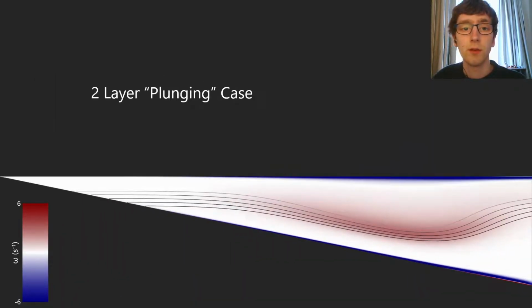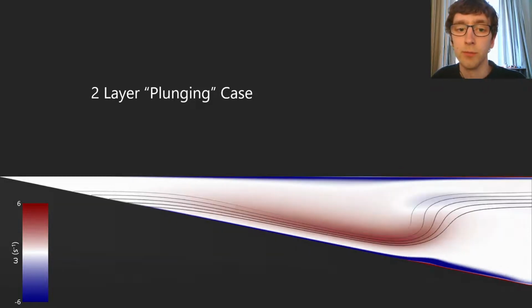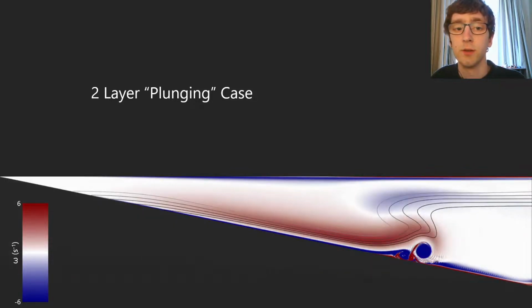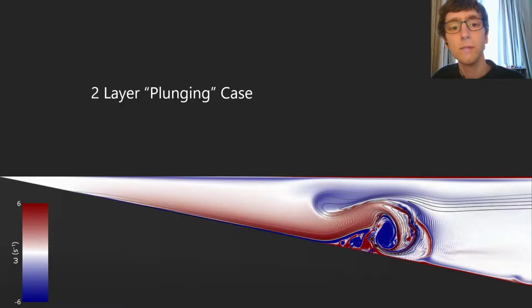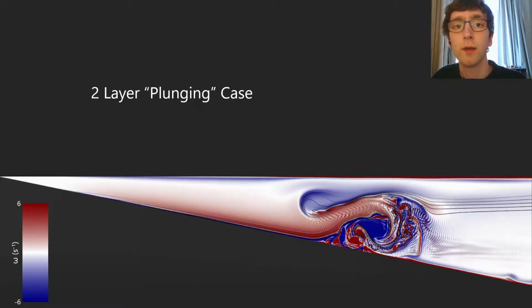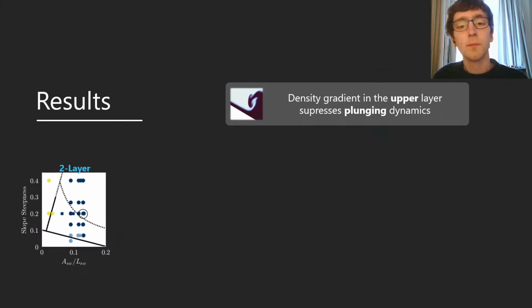So, looking at a wave with the same wave steepness and over the same slope as we had in the three-layer plunging case before, in the two-layer stratification you'll see now that we form a collapsing breaker with that characteristic separation bubble forming and causing the pycnocline to be drawn back and collapse on itself. So now we have lost the plunging dynamics because we have a density gradient in the upper layer.